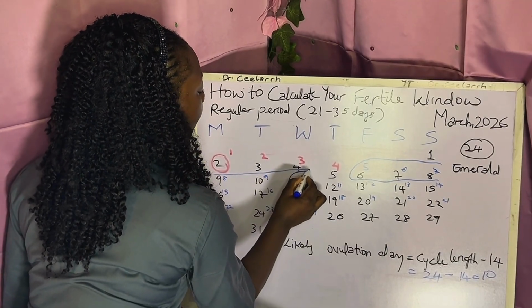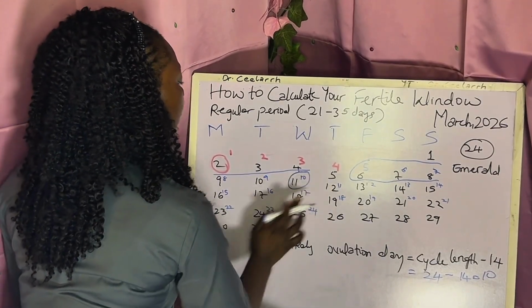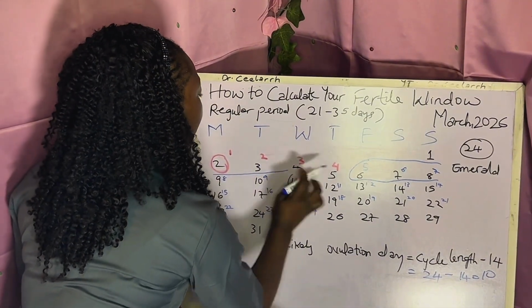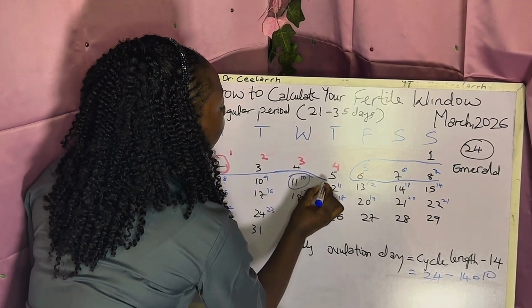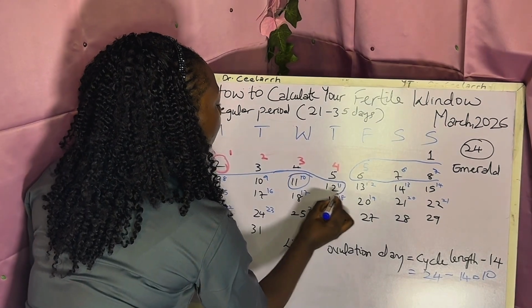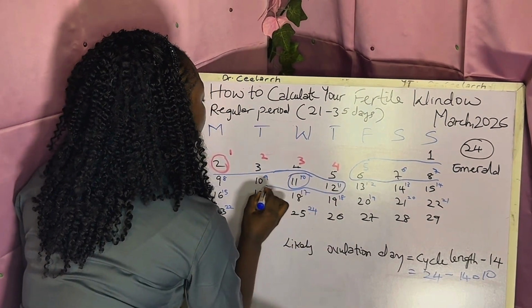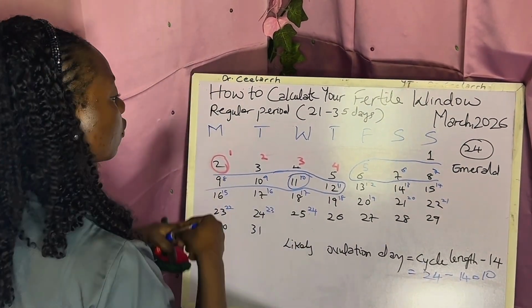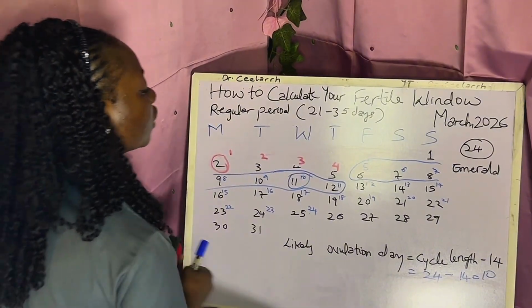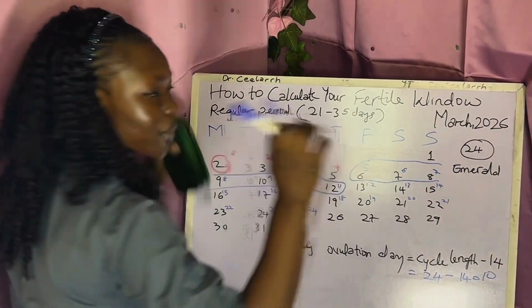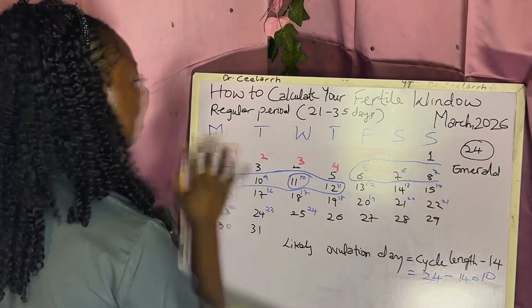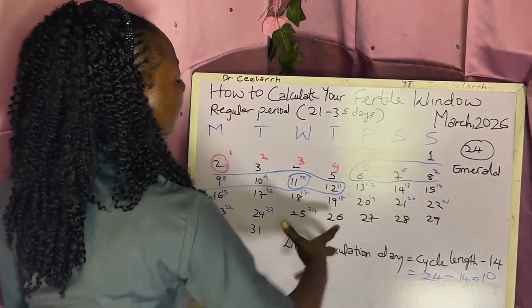This is the ovulation day. Let me bring back my blue pen down. Okay, so this is her fertile window, which is also 1, 2, 3, 4, 5, 6, 7 days. Okay, that is for a 24-day menstrual cycle.